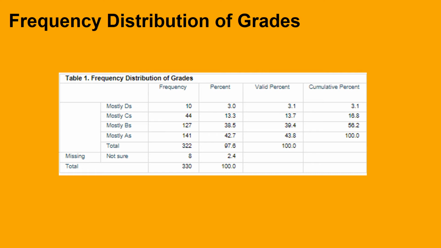43.8% of respondents reported receiving mostly A's. 39.4% reported mostly B's. 13.7% reported mostly C's. 3.1% reported mostly D's. And 2.4% were not sure what their grades were. Here we have most respondents self-reporting a high amount of academic achievement, while very few reported low academic achievement.